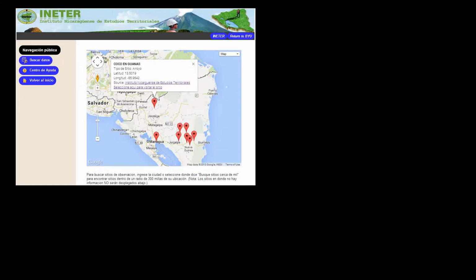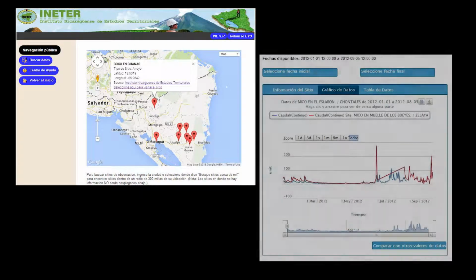INETER is truly becoming and has the potential to be a leader in the Central American region and the world as it continues to develop the capabilities and demonstrate how other countries can do the same.